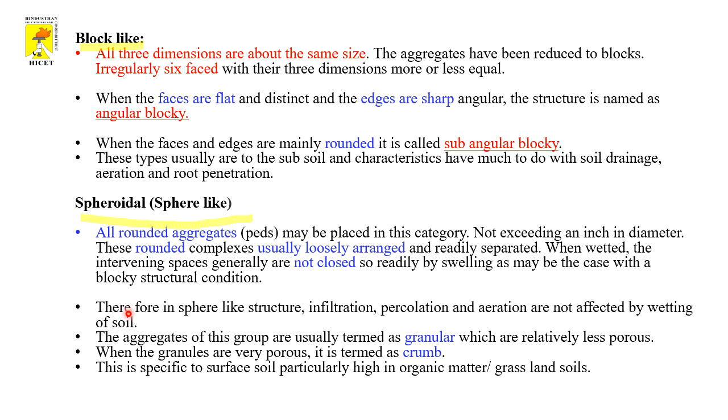Therefore, the structure is sphere-like in shape, and good infiltration, percolation, and aeration properties are not affected by wetting of the soil. The aggregates in this group are generally termed granular. If the soil in this group is less porous, it is called a granular structure, and if very porous, it is called a crumb structure.